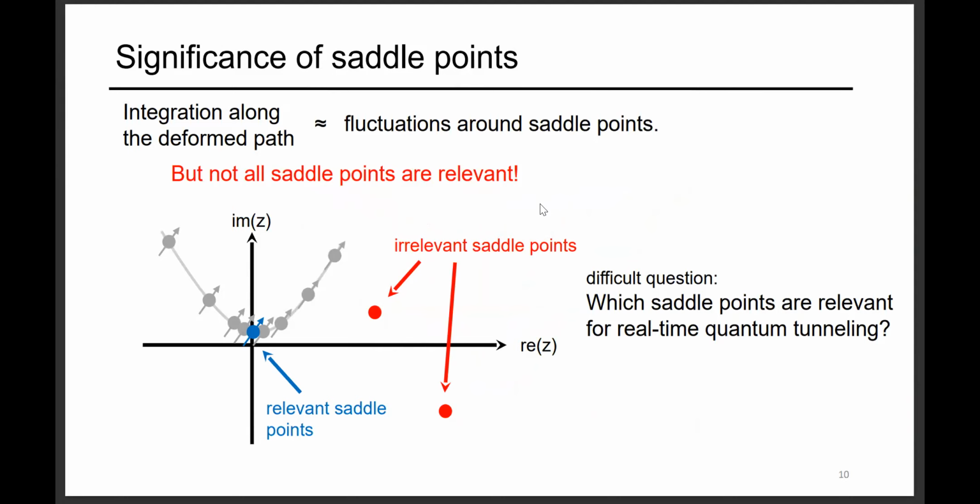As I explained in the previous slide, the integration along the deformed path, which is basically on the thimble here, is the fluctuations around the saddle point. Only the configurations near the fixed point are relevant, so the saddle points are very important. However, not all saddle points are relevant. In many theories, there are infinitely many saddle points, but only some of them are on the contour. So we have some relevant saddle points where the configurations are populated, but there are other irrelevant saddle points. So the question is, in the system that we are interested in, that is the real-time quantum tunneling, which saddle points are relevant? That is a very important question.